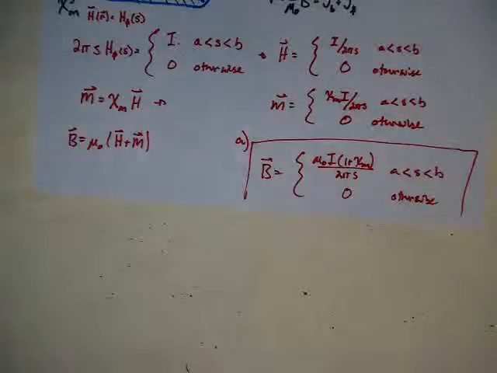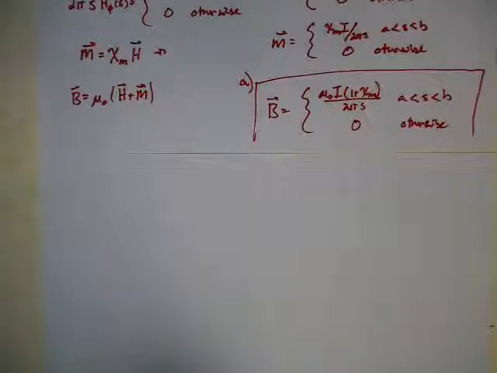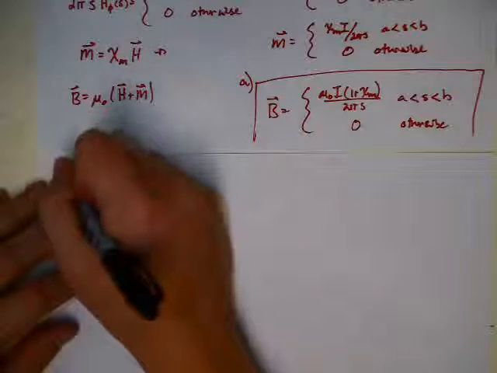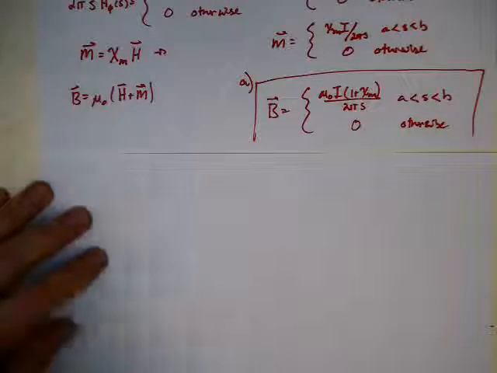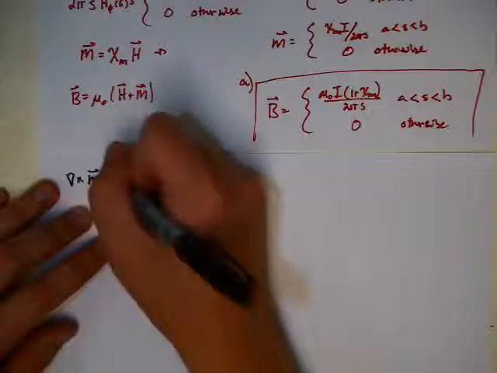For part B, we have to find the bound currents. To find the bound currents, we need to know the magnetization. Luckily for us, we've already found those. So we can just start that out. And so I'm going to start out asking what is the bound current, the bound volume current. The bound volume current is del cross M.